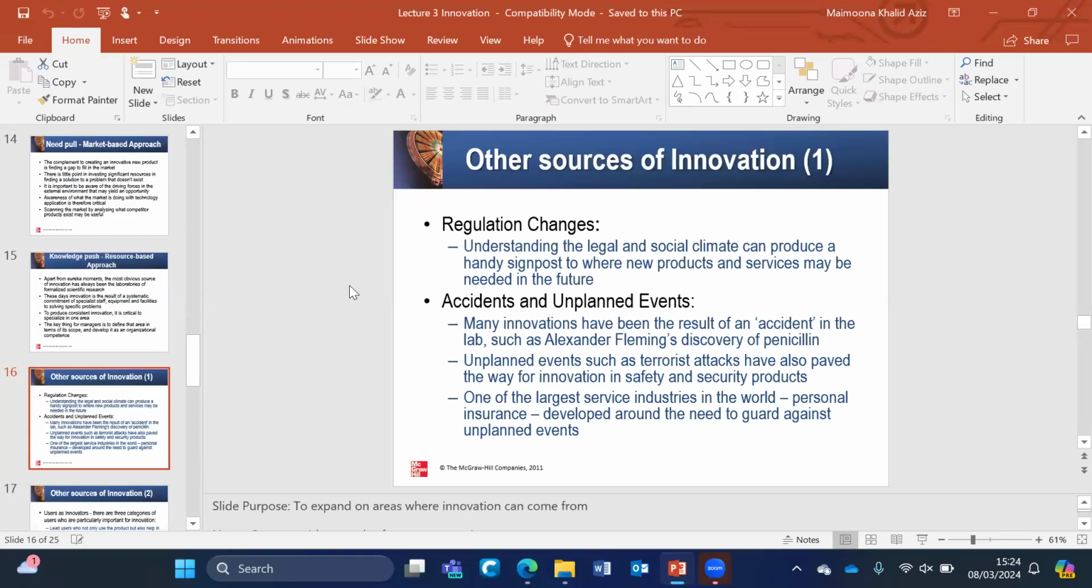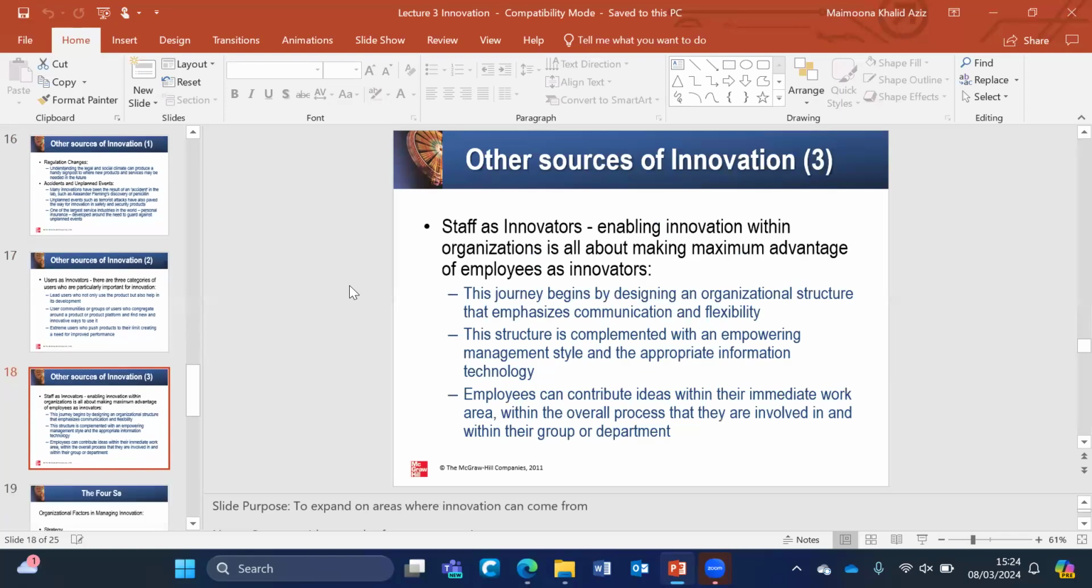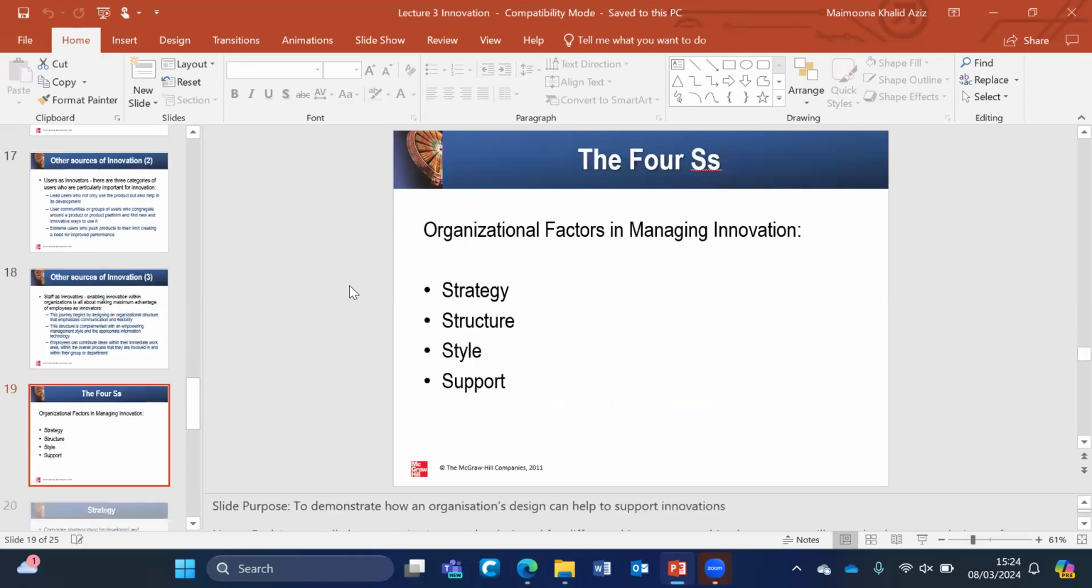Other sources of innovation can be from rules that change, laws that change. It could be an accident or an unplanned event. It could be the customers being used as innovators. That means they contribute in this process, or it could be the staff members that are involved. So if you enable them, they will be able to provide you innovational ideas.